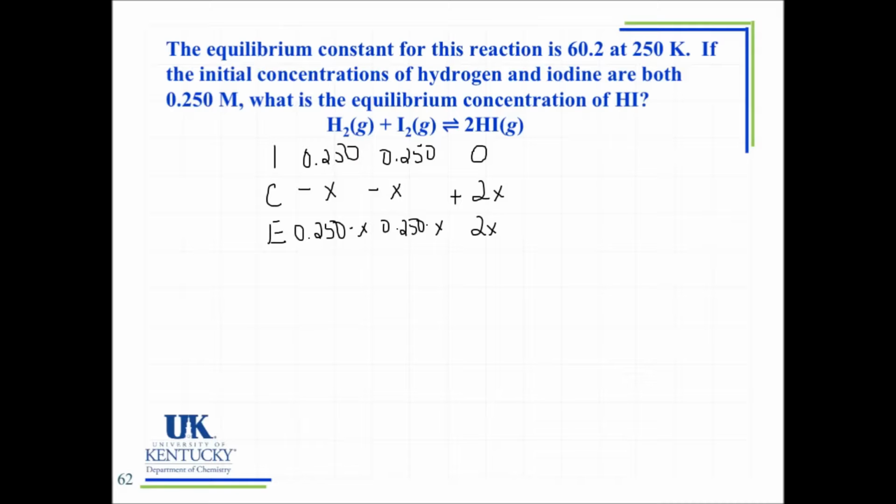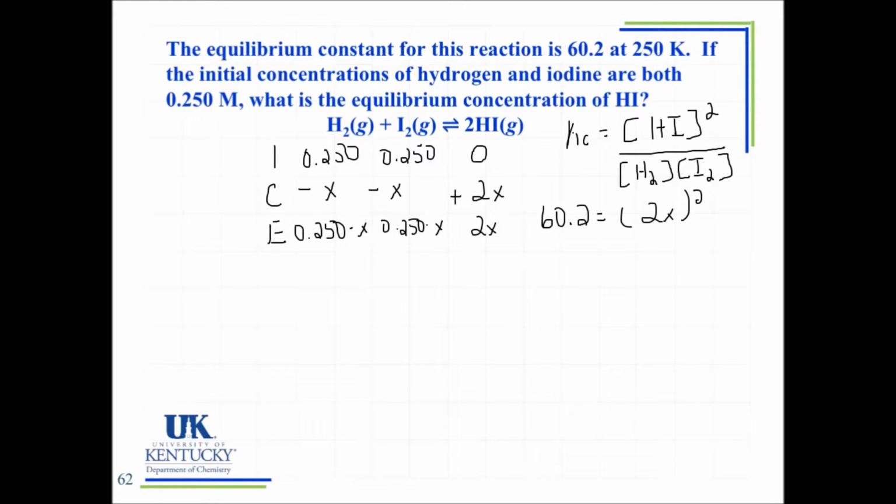Now I want to set up the Kc expression, and so I say that Kc equals the concentration of HI, and I square that because I have a 2 in my balanced chemical equation, over the concentration of H2 times the concentration of I2. Now I can plug in the values that I know here. I know my value of Kc is 60.2. I know my equilibrium concentration of HI is represented with 2X, and I have to square that. Then I'm going to put that over 0.250 minus X, and this term is also squared because the equilibrium concentrations of H2 and I2 are exactly the same.